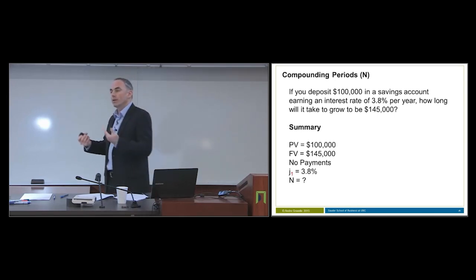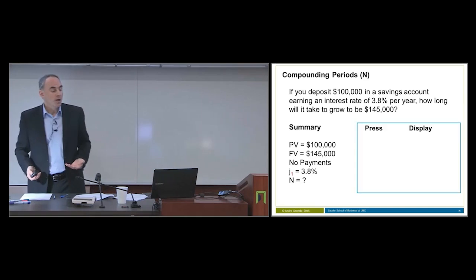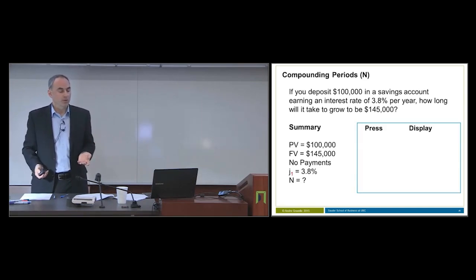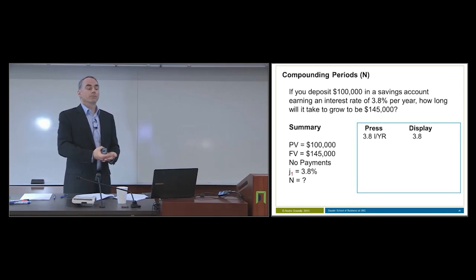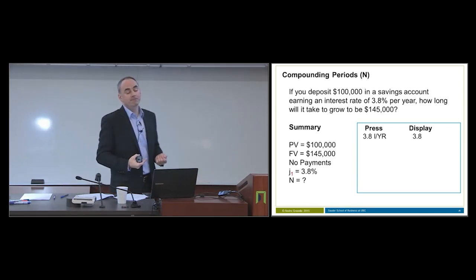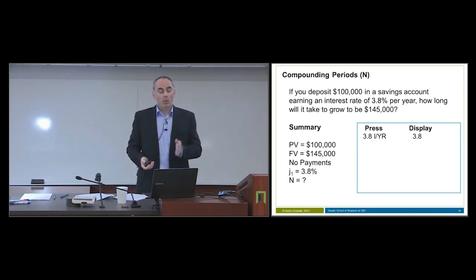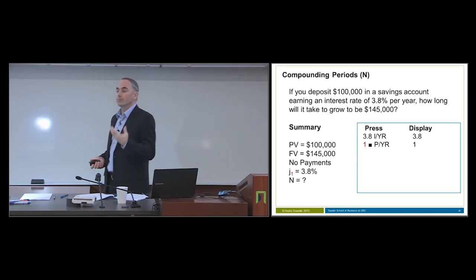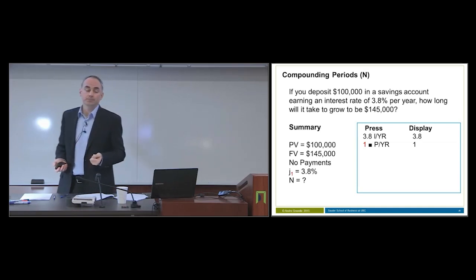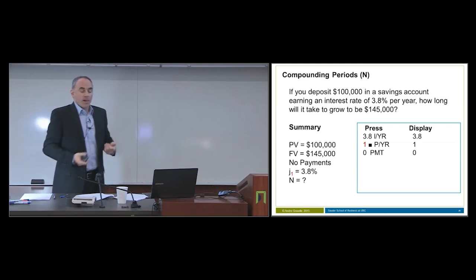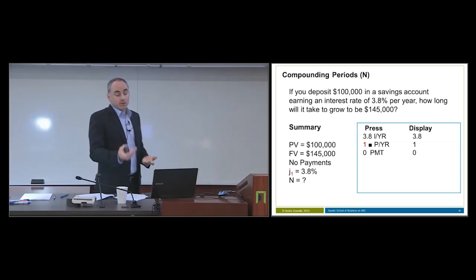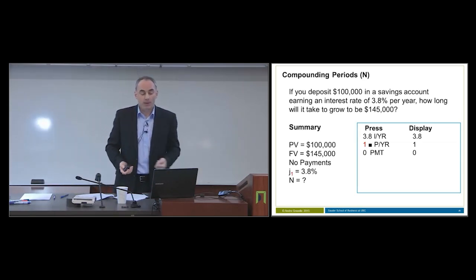So let's start entering all the information into the calculator. And we'll start with the interest rate as usual. So the interest rate was 3.8%. Use interest rate per year key to enter that. It's a J1 interest rate, so I know the very next step has to be 1 entered as my periods per year. So 1 shift key periods per year. Payments are 0, of course, so again, 0 goes into your payment key. I'm in the habit of doing that.